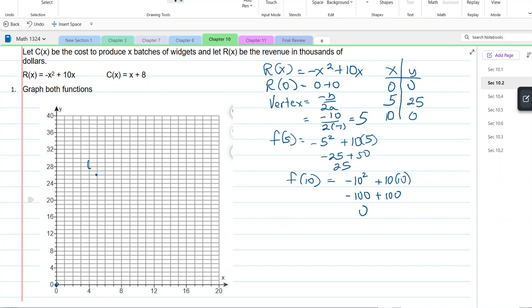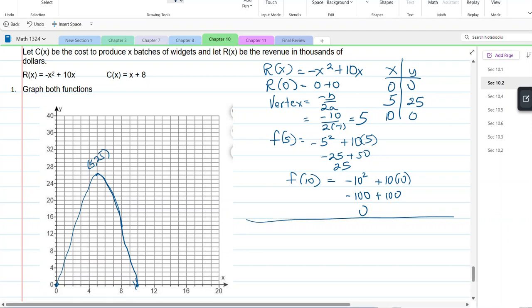That's my vertex, and I have 10, 0. You'll do this with a tool on your computer. It'll be easier than your instructor drawing it on a tablet. All right, so I have this parabola.